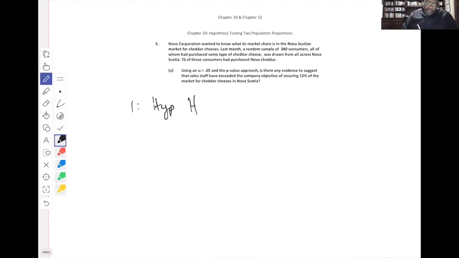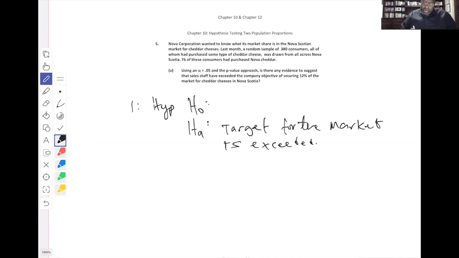So it would be H0: the market target has not been exceeded, versus HA: it has exceeded, because that's actually what they want to do. They want to exceed the market target. So HA: the target for the market is exceeded, versus H0: the target is not exceeded.